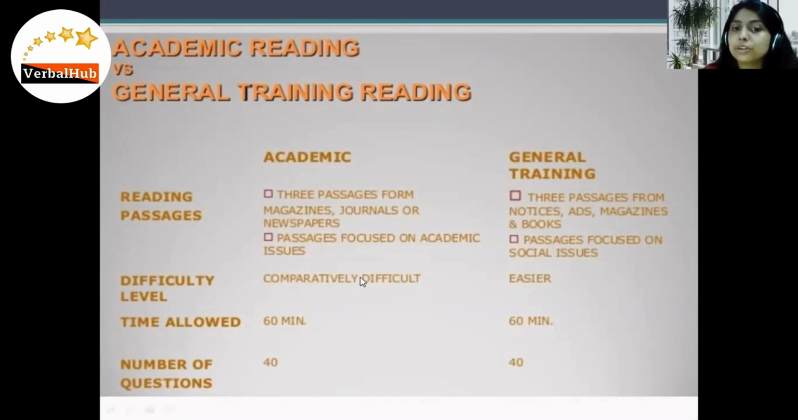Academic passages focus on academic issues, but general ones focus on social issues. Academic reading is quite difficult, as I said, and general is easy. Time allowed is the same for both modules, 60 minutes, and the same number of questions, 40.